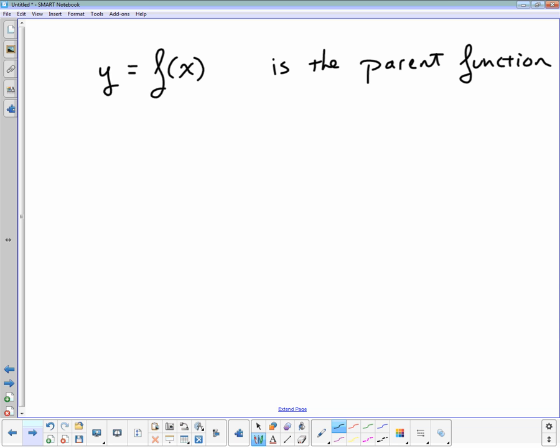Now, a parent function is the function without any bells and whistles, without any trappings put on it at all. Some examples of parent functions are x squared, square root of x, the absolute value of x, plain old x. Obviously we could go to x cubed or x to the fourth and whatnot, but these don't have any other components to them. They're not being multiplied or added to anything. They're just your garden variety examples.